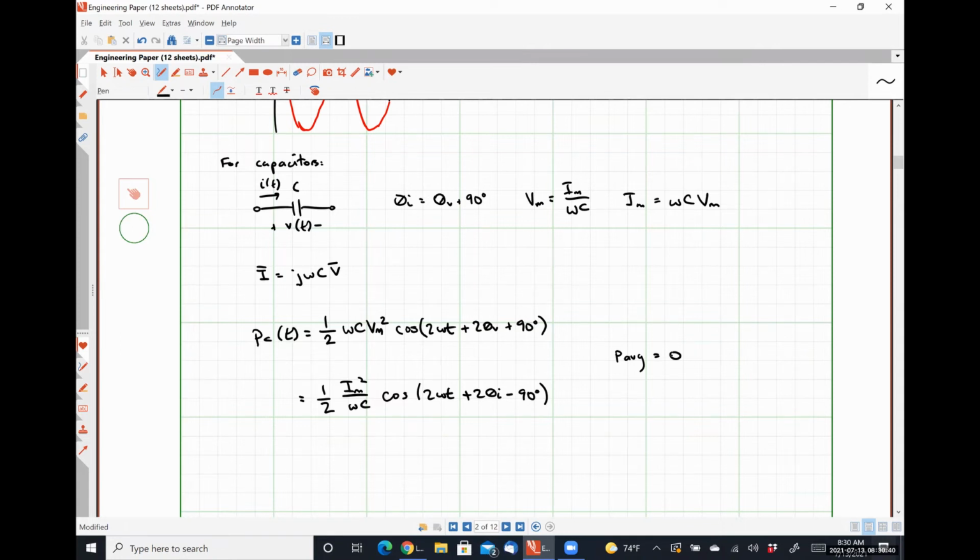Any questions on this material? Roughly, it's pretty much all review from circuits 1, or it should be, depending on who taught you circuits 1.